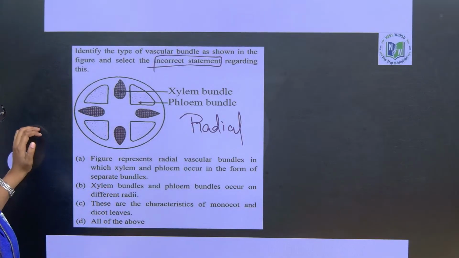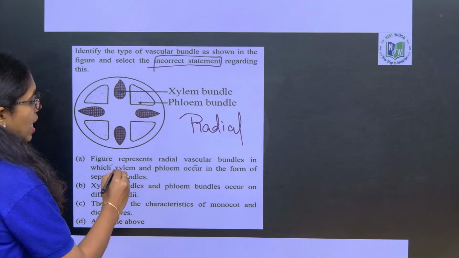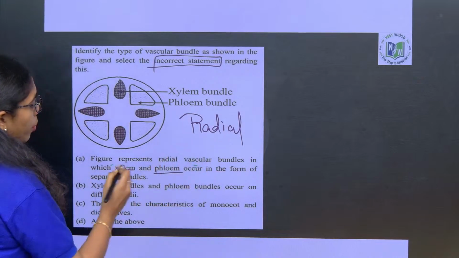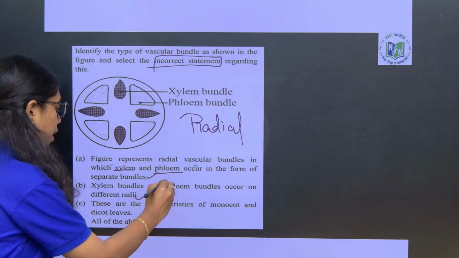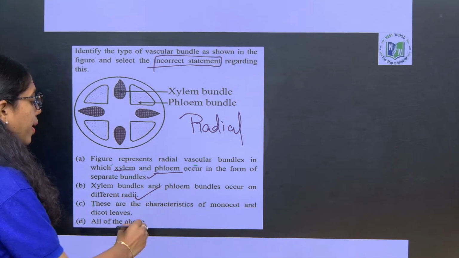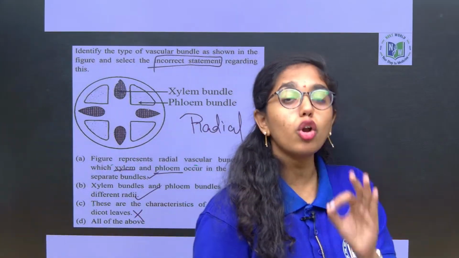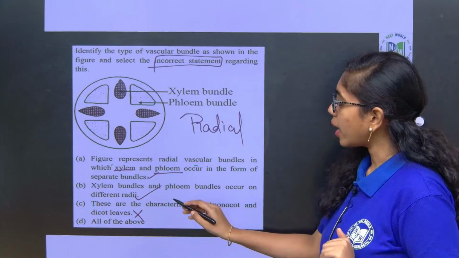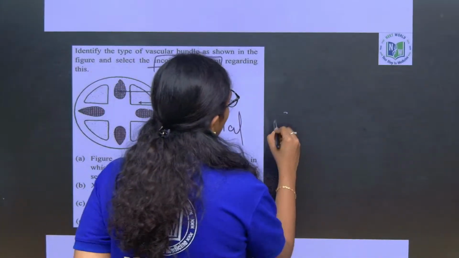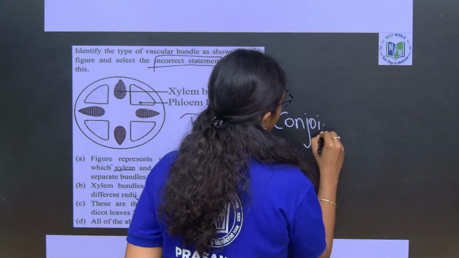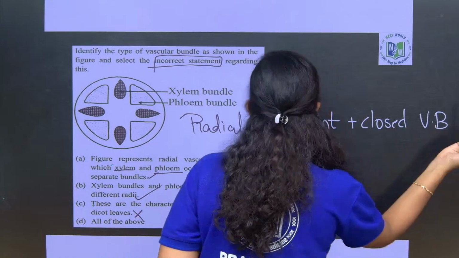So, here the figure represents radial vascular bundles in which xylem and phloem occur in the form of separate bundles. True. Xylem bundles and phloem bundles occur at different radii. True. These are the characteristic of monocot and dicot leaves. False, because monocot and dicot leaves will have conjoined closed vascular bundles. Okay. Monocot and dicot leaves will have what? Conjoined closed vascular bundles. They have conjoined and closed vascular bundles. Fine.